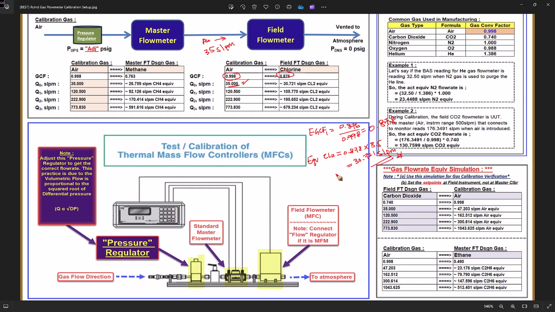So you can use the same calculation method to derive the equivalent methane gas flow rate. So that's it. Thank you.